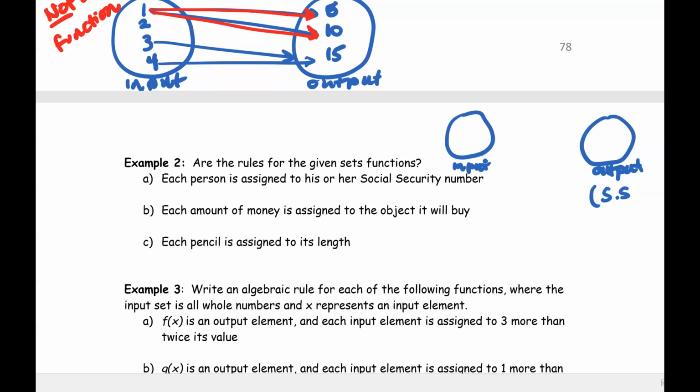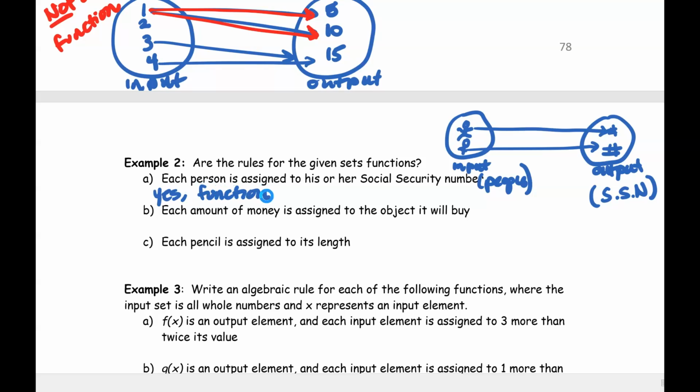Output is social security number. And then input, these would be people. So every person in the United States, so imagine, okay, we've got somebody's name, is assigned to one social security number. So you have another person assigned to their own social security number. So ask yourself, is it possible for one person legally to have more than one social security number? And the answer is no. So you say, yes, this is a function because every person is assigned to only one social security number.